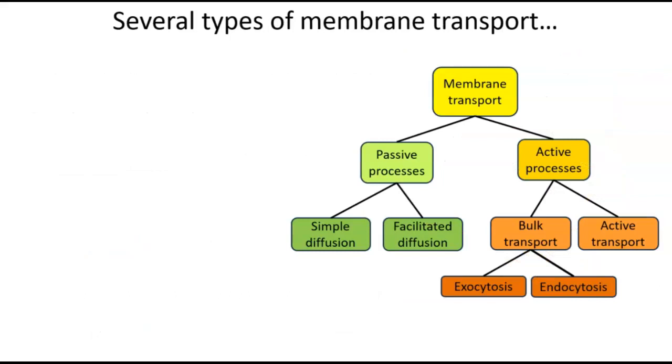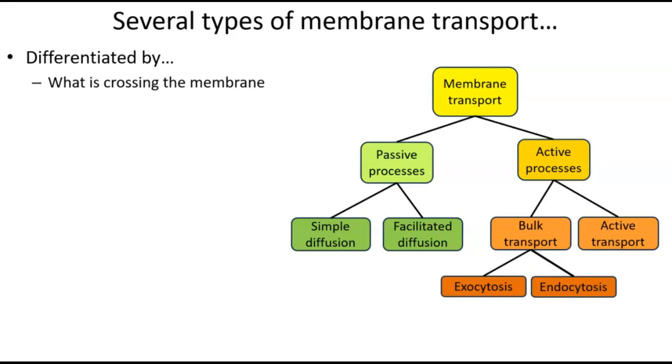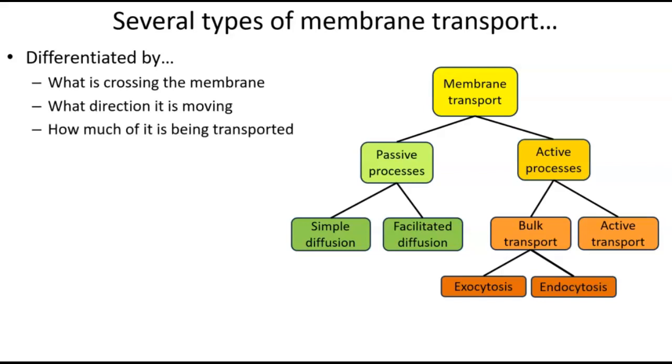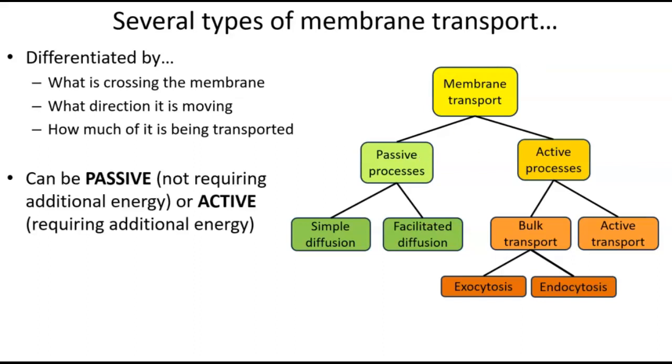There are several types of membrane transport, and they're differentiated by several different factors, including what it is that's crossing the membrane, what kind of molecule or substance, and what are its properties. Also, what direction is the thing moving across the membrane, and how much of it is being transported at a time. If you take a look at this diagram, you can see that membrane transport can be differentiated into passive and active processes depending on energy. So passive processes do not require any additional energy, whereas active processes do require energy.